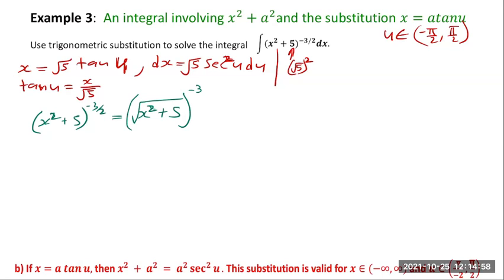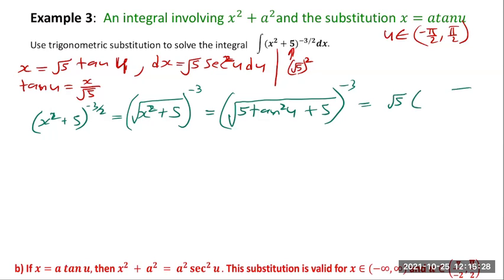Okay, now I'm going to use the substitution. x is equal to square root of 5 tan u. Okay, that will give you 5 tan squared u plus 5, we have the square root to the power minus 3. Okay, this is going to be equal to square root of 5 times square root of 1 plus tan squared u. Don't forget the minus 3 power. That's what you have.